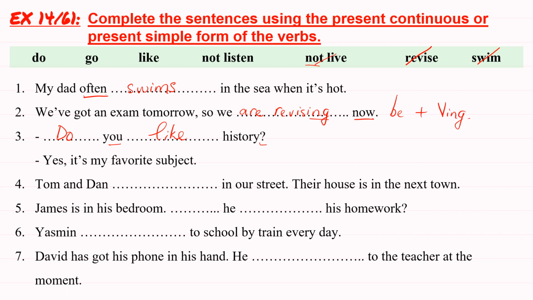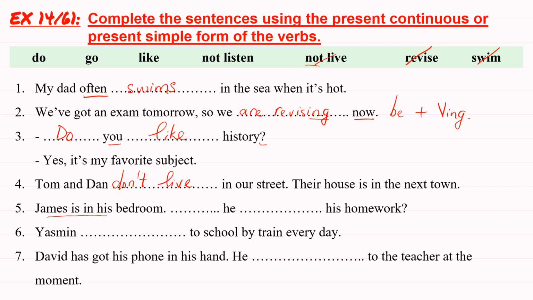Not live thì mình phải bắt buộc mượn cái gì mấy bạn? Mượn trợ động từ. Ở đây hai người mình sẽ sử dụng trợ động từ là don't. Và đằng sau động từ sẽ giữ nguyên. Tom and Dan don't live in our street. Okay. Number 5. James is in his bedroom.